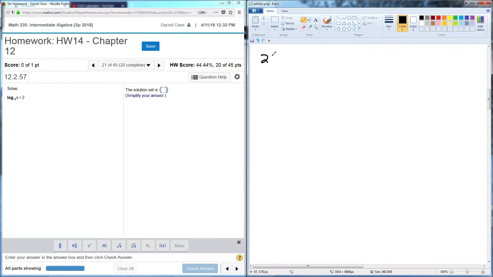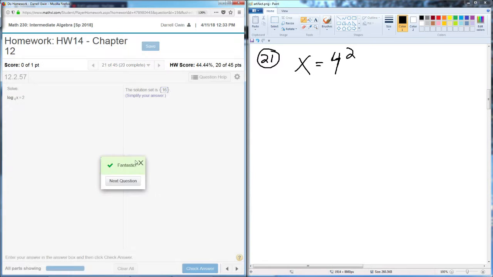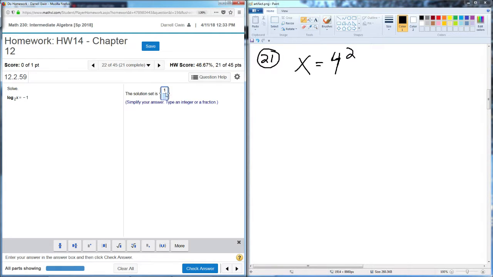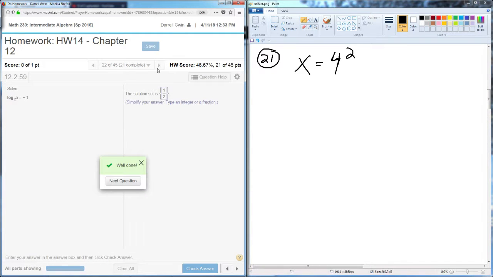21. If we write number 21 in exponential form, 4 to the power of 2 equals the argument, so the answer is 16. Okay, we'll skip 22. Well, 2 to the power of negative 1 is 1/2, so that's just super easy for me to do.